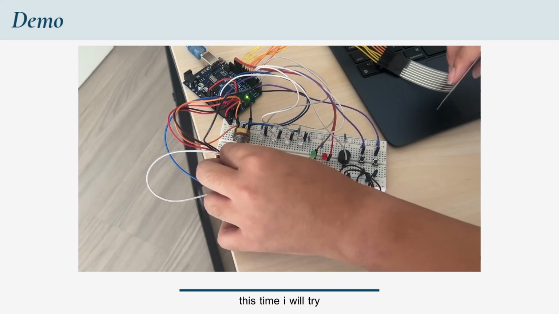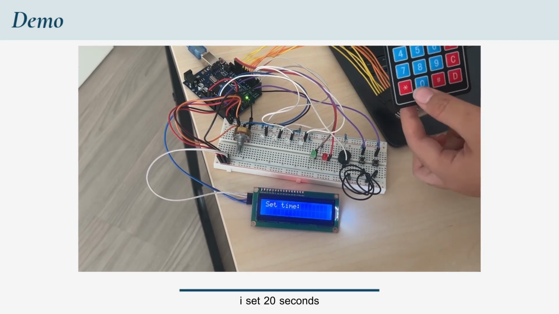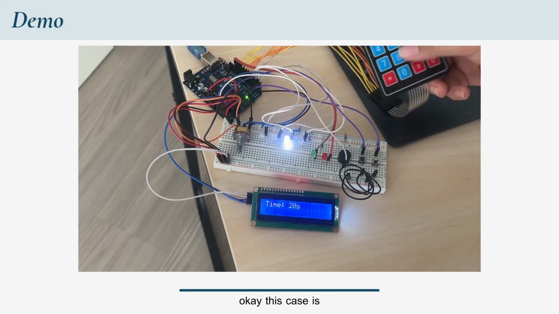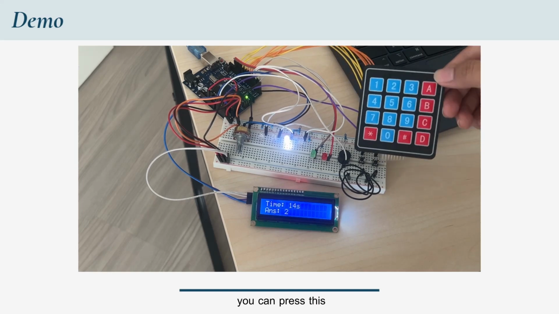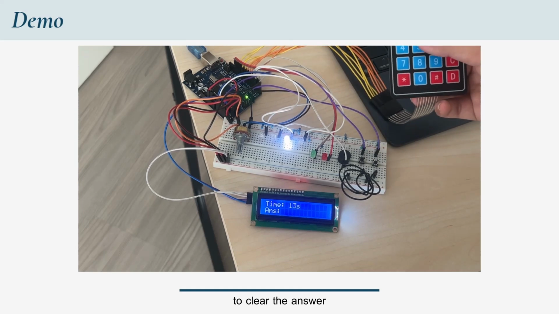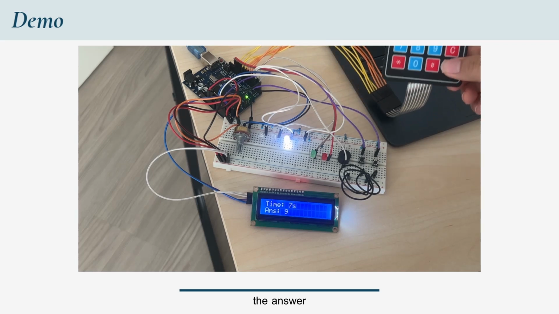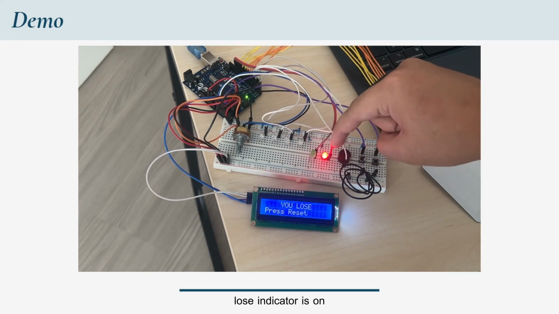This time I will try to lose the game. Start, set the timer, I set it to 20 seconds again. Okay, start. In this case it is 2, but if you want to clear and input the wrong answer, you can press this to clear the answer, and I will try to input 9. If I enter the answer, it tells you that you lose and the lose indicator is on.